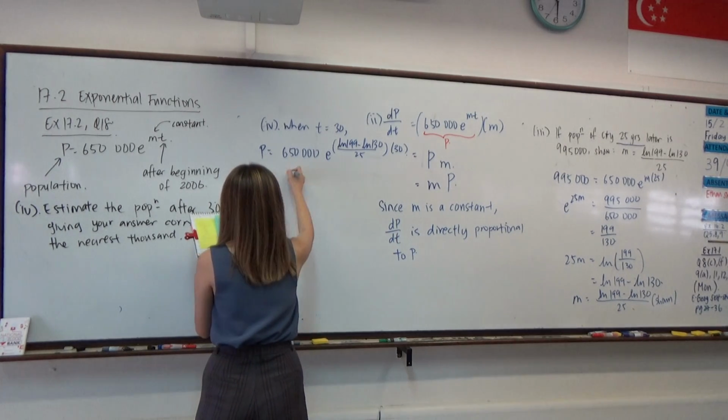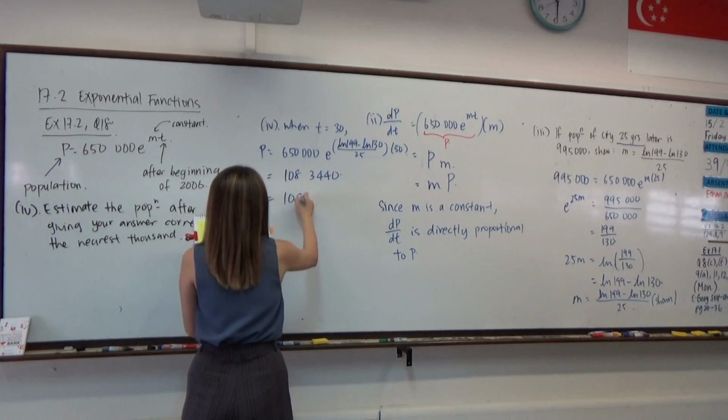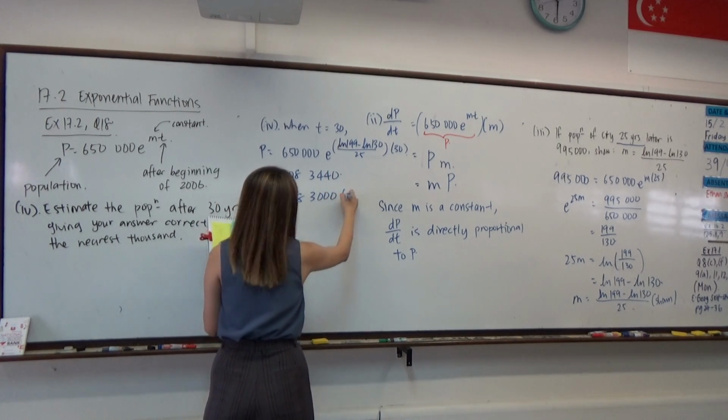Okay, then you press into calculator, you will get this value. This question wants you to round it to nearest thousand.